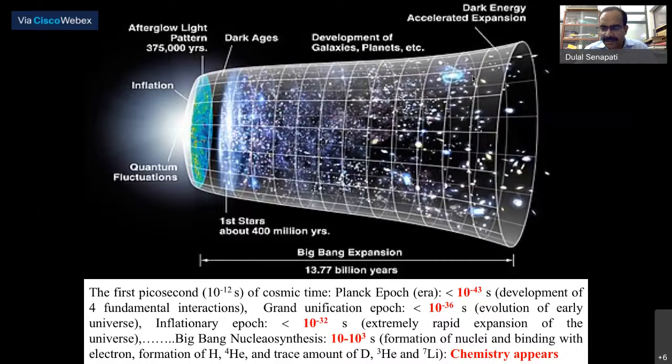This is where the material actually starts forming, very simple materials, atoms or clusters of atoms like hydrogen, helium-4, deuterium, helium-3, or lithium-7. Initially those materials started synthesizing, and from there the chemistry appears.